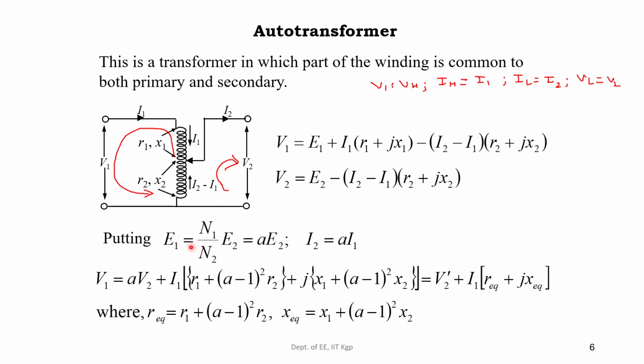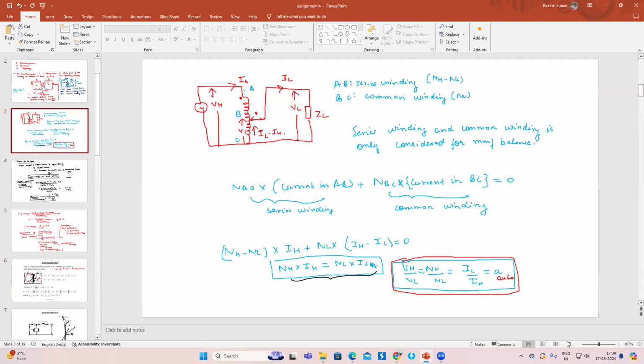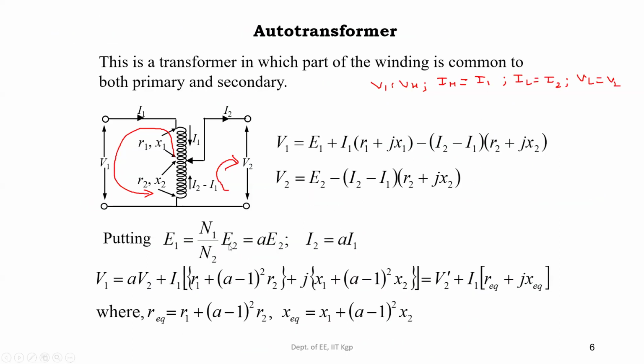Now previously I have written that E1 by E2 is equal to N1 by N2 is equal to A, and I2 by I1 is equal to A, so I have used the term A. So V1 by V2 is equal to I2 by I1 is equal to A. The same terminology is also taken here, and then we are replacing all these terms. So let us see this.